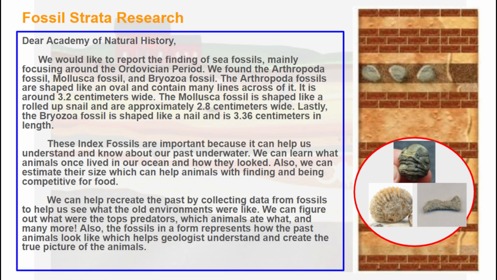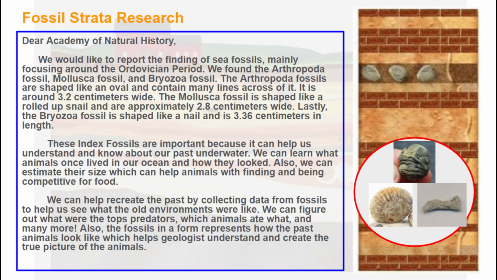These index fossils are important because they can help us understand and know about our past underwater. We can learn what animals once lived in our ocean and how they looked. Also, we can estimate their size, which can help us understand how animals found food and competed for it.